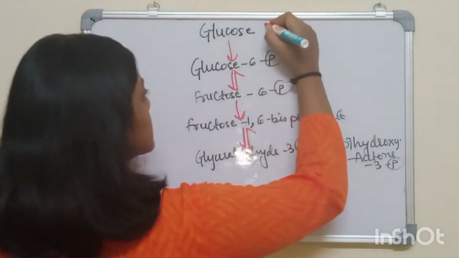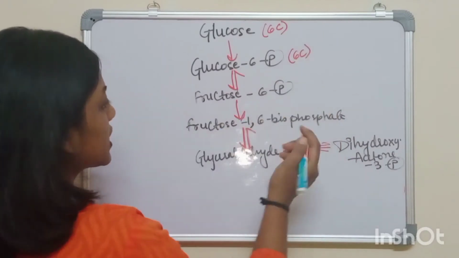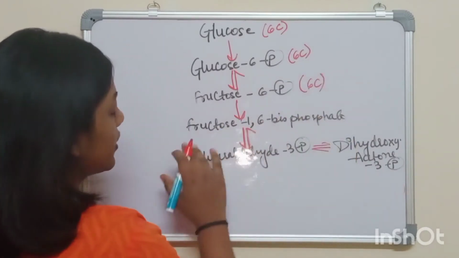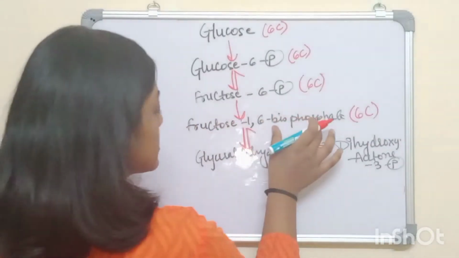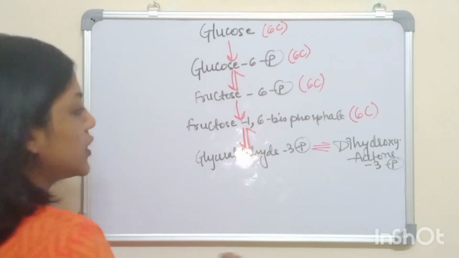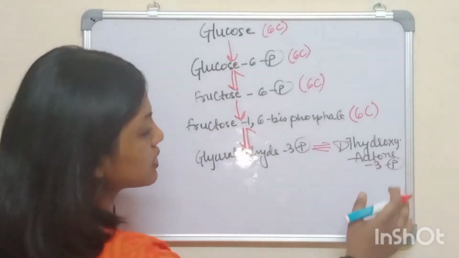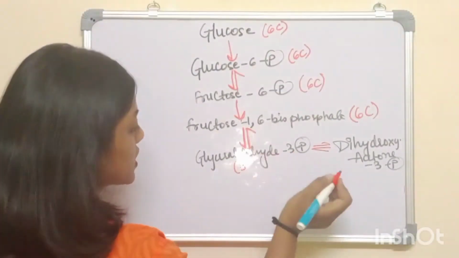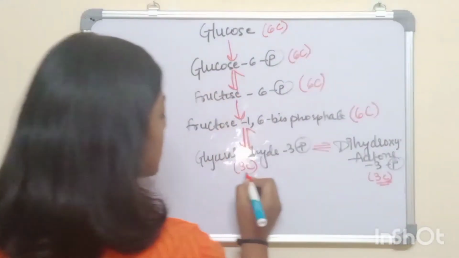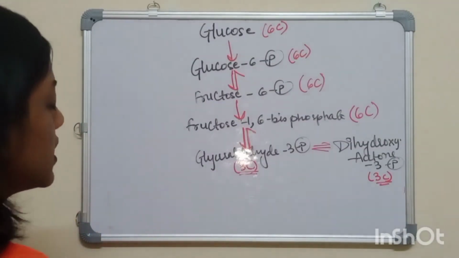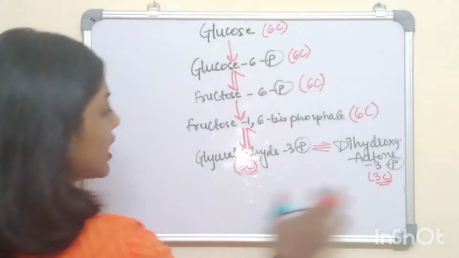Glucose is a 6-carbon molecule. Glucose 6-phosphate is also a 6-carbon molecule. Fructose 6-phosphate is also a 6-carbon molecule. Fructose 1,6-bisphosphate is also a 6-carbon molecule. Now, the fructose 1,6-bisphosphate is cleaved into 2 molecules: glyceraldehyde 3-phosphate and dihydroxyacetone 3-phosphate. Glyceraldehyde 3-phosphate is a 3-carbon molecule, and dihydroxyacetone 3-phosphate is also a 3-carbon molecule. This was 6 carbon. It gets split into 2 molecules, each of 3 carbon.